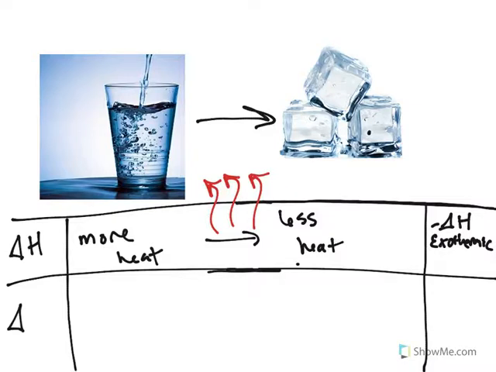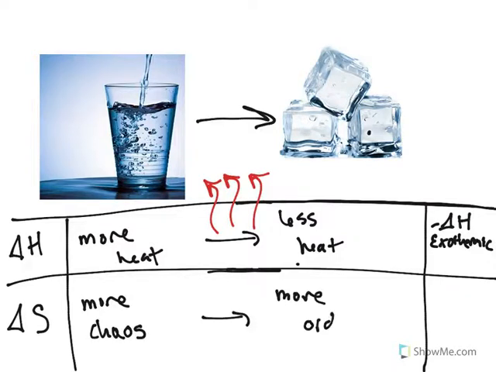So we look at the change in our delta S here, our entropy. We definitely have more chaos going to more order or less chaos, right? So to me, that means that our entropy is decreasing because entropy is the randomness, right? The more random, the more entropy you got. So because we're creating order and a less chaotic state, in this case, we can say that the entropy is decreasing.